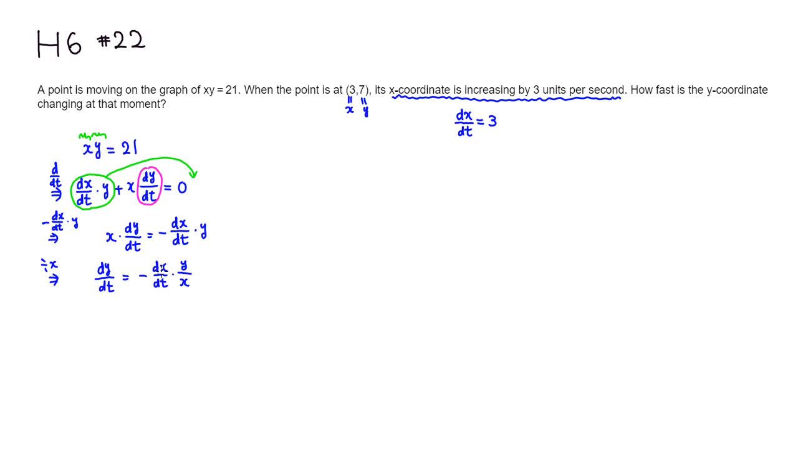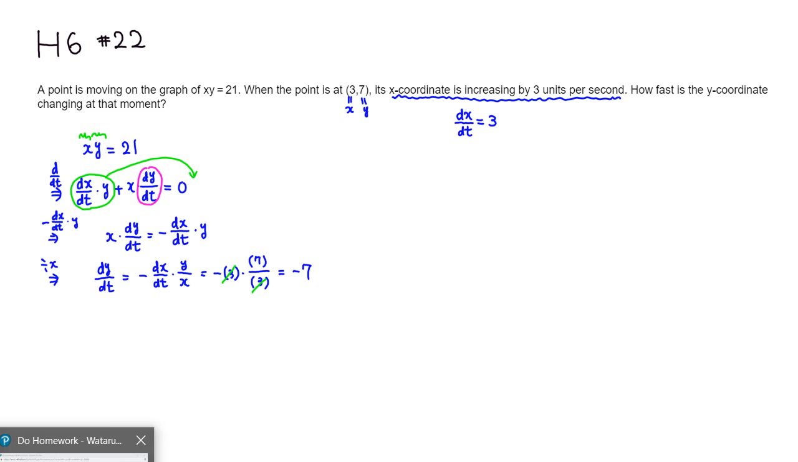Then in this case, we actually know all the values, so we plug in. So you have a negative. dx over dt is 3, so it's going to be 3 here, times y, which is 7 at that moment, so plug in 7. x is 3, plug in 3 there. So we can cancel the 3 on top and the 3 on the bottom. You're left with negative 7. So y is decreasing at the rate of 7 units per second.